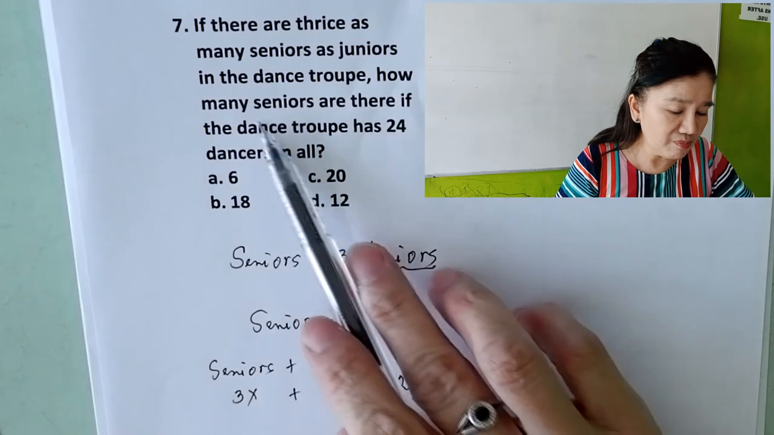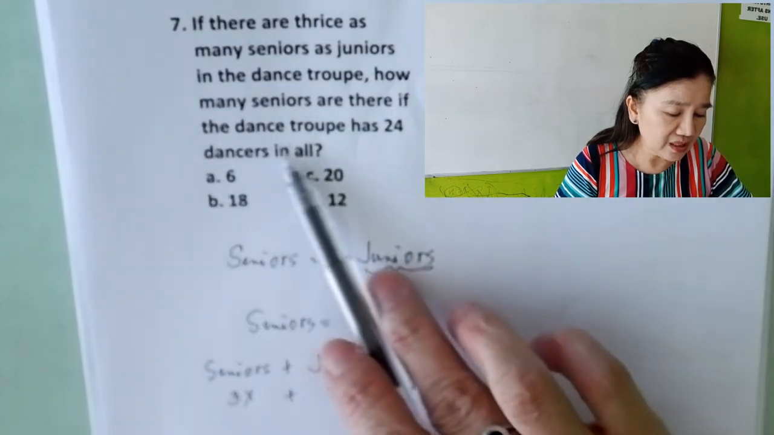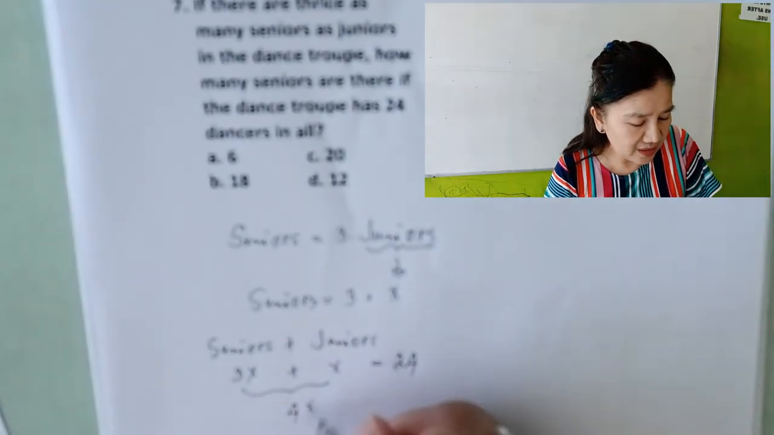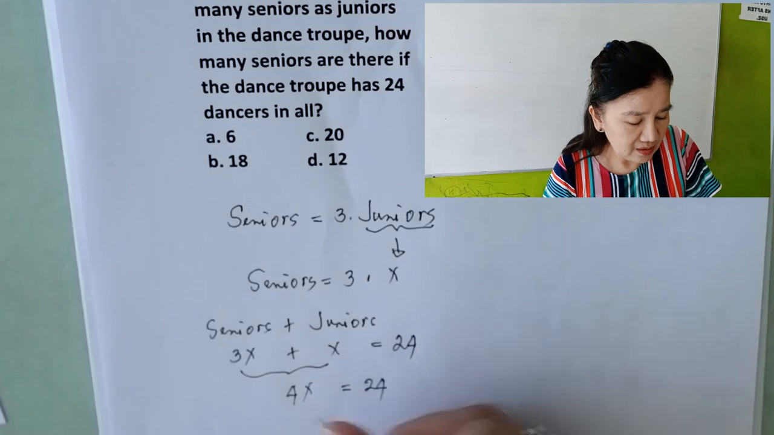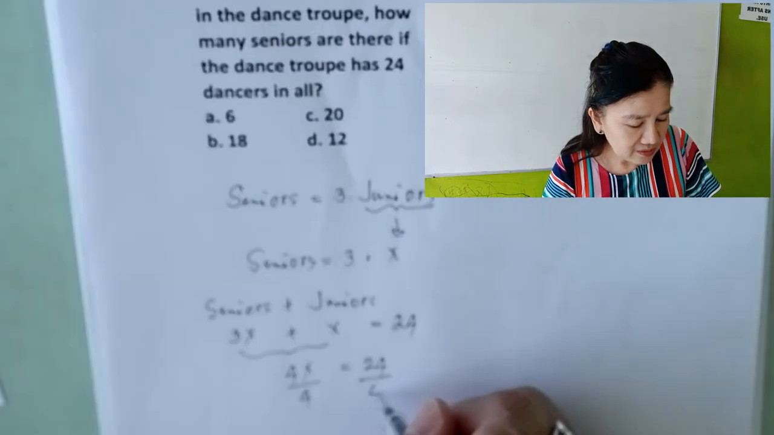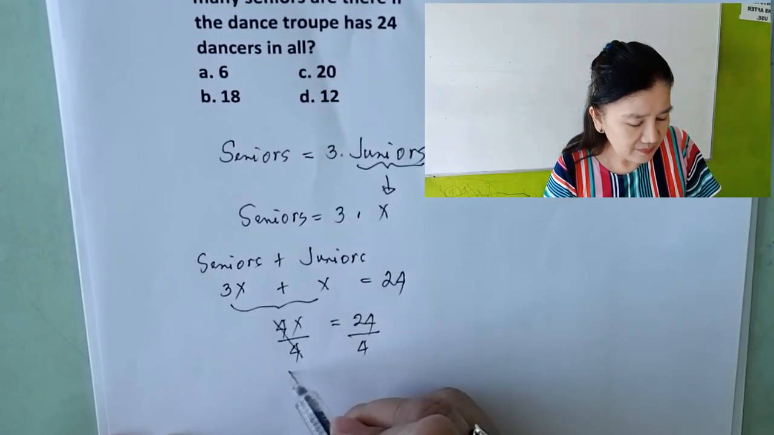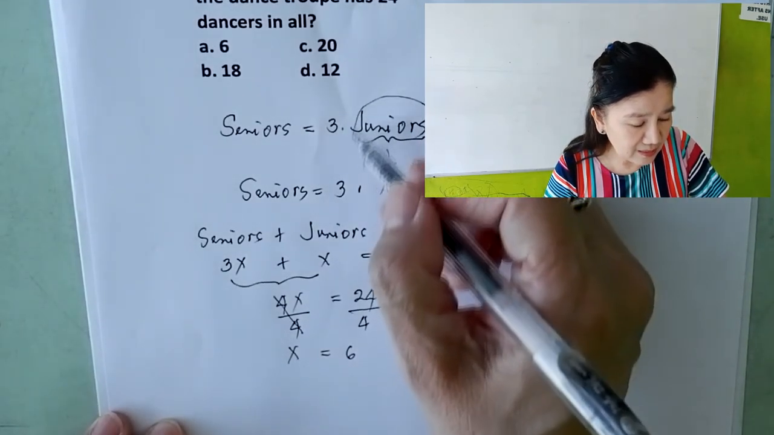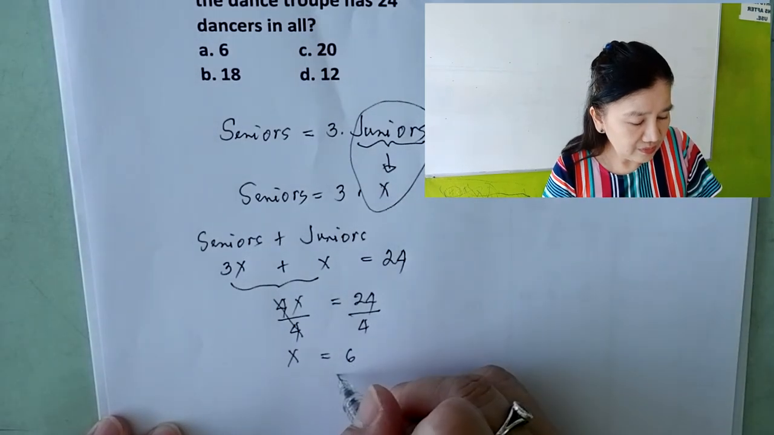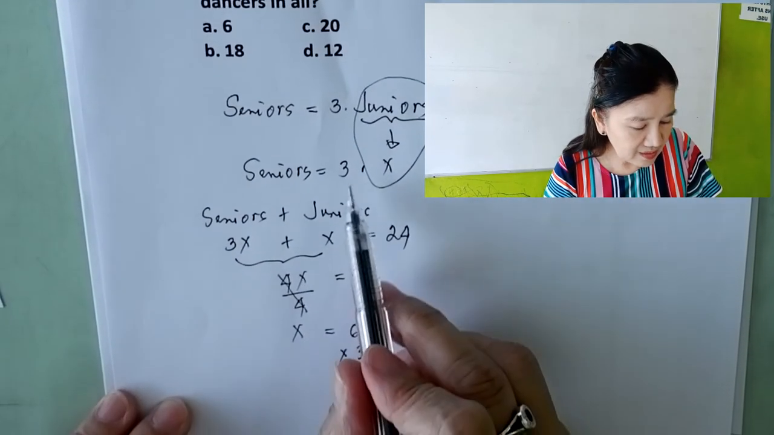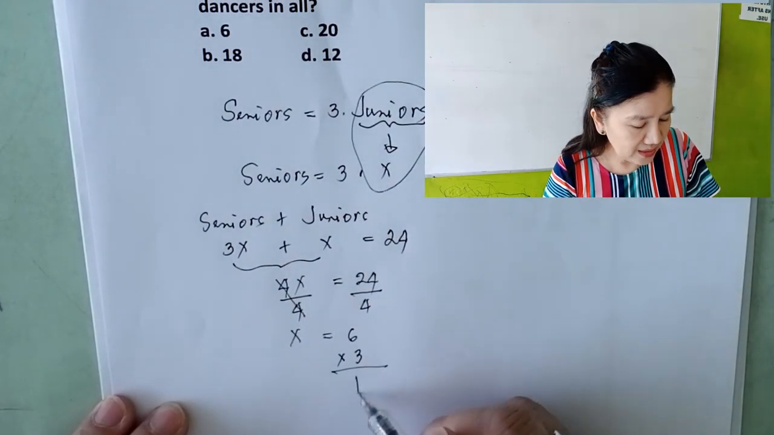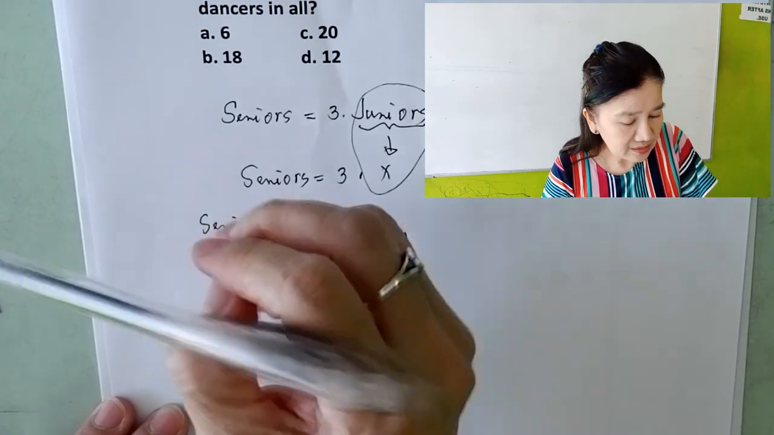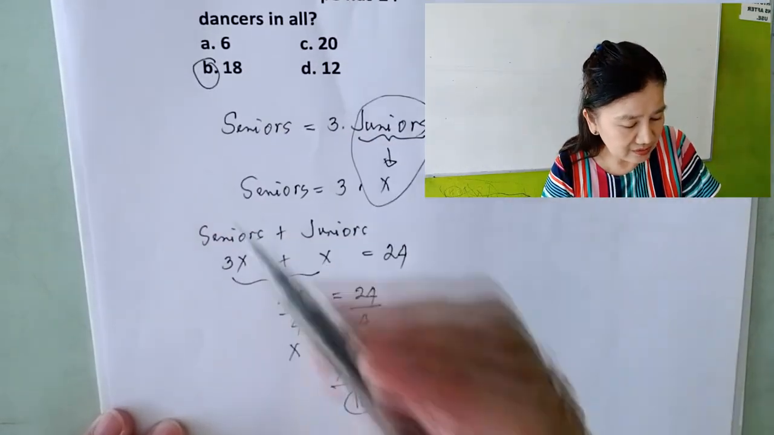It says here, how many seniors are there if the dance troupe has 24 dancers in all? So add this, you get 4x equals 24. Divide by 4 so that we can isolate x. So x is 6. Okay? x, remember, is the number of juniors. So 3x is the number of seniors, so 18. You get 18, the number of seniors here. So the correct answer here is letter B.